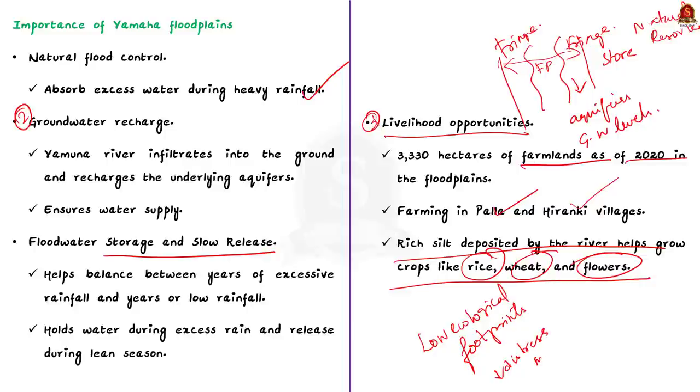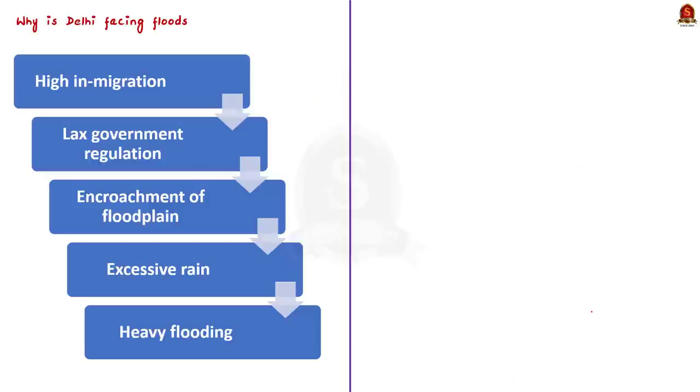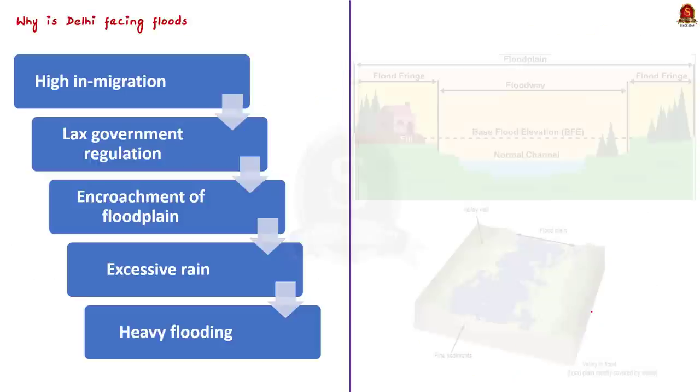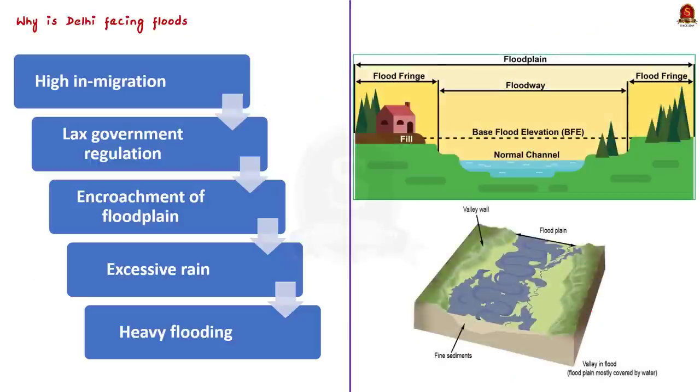Now the problem in Delhi is that due to heavy in-migration and lax government regulations, many human settlements emerged along the floodplains, mainly along the flood fringes. And this year, due to unpredictable rains in July, River Yamuna started swelling. This resulted in the river spilling over into its flood fringe and in turn flooding the human settlements located there. This is what happens when we humans fail to recognize the river's right to expand.